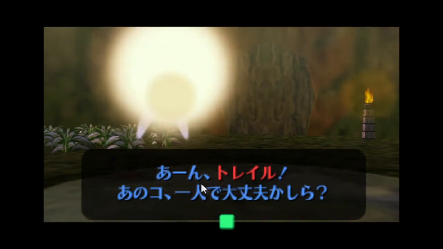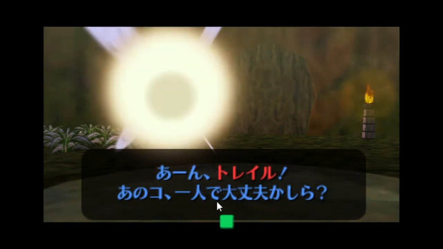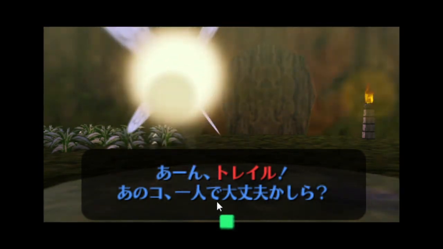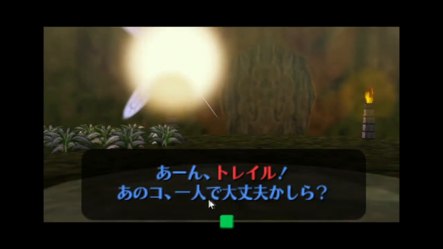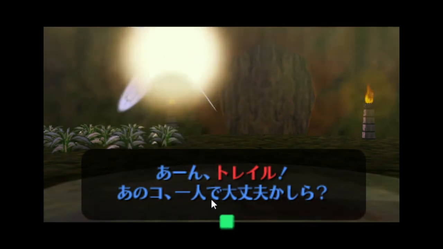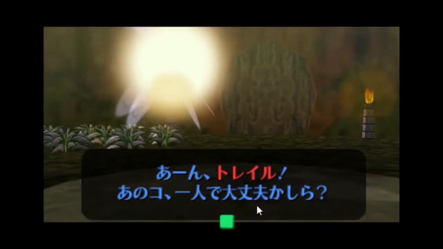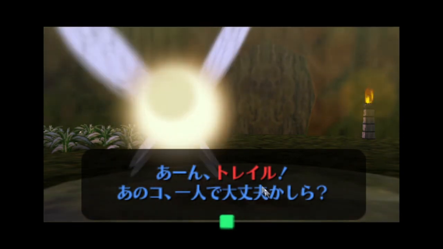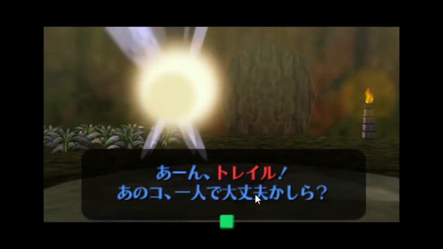Hitori meaning one person. Hitori de means by oneself or on one's own, by means of one person, on his own, alone, basically. And daijobu, you probably already know, means, you know, will they be okay? Will they be all right?